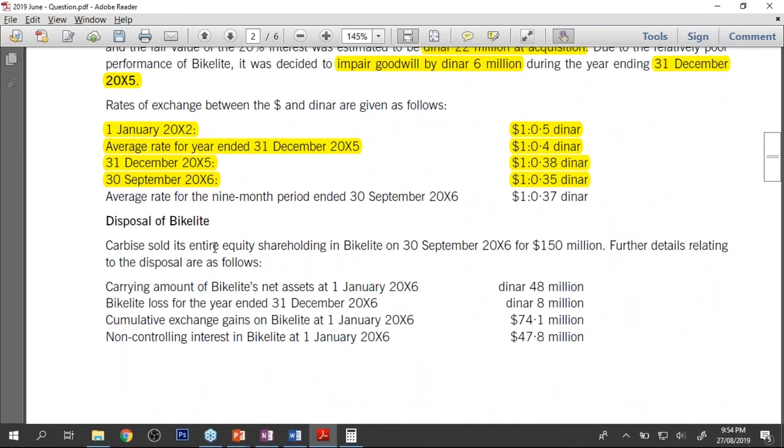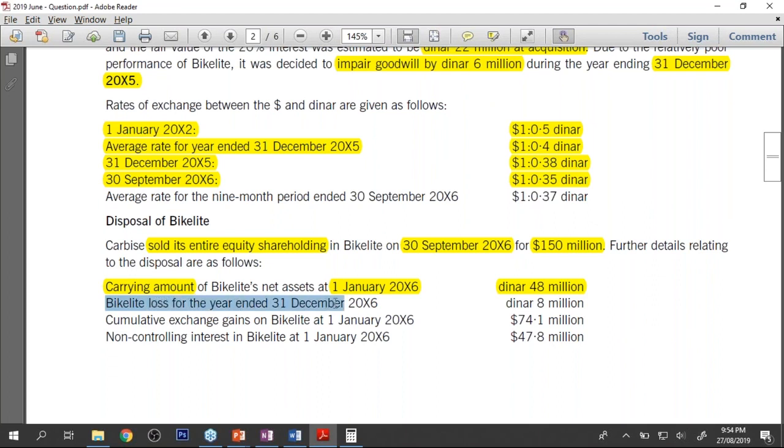It says Carby sold its entire equity shareholding in Bikelight on 30th September 20x6 for $150 million. So our year was starting on 1st January and we have sold it on 30th September. This means 9 months after the start of the year, and we have sold it for 150. Further details relating to the disposal are as follows, in which we have the carrying amount of Bikelight's net assets at the start of the year. The carrying amount was 48 million dinars.